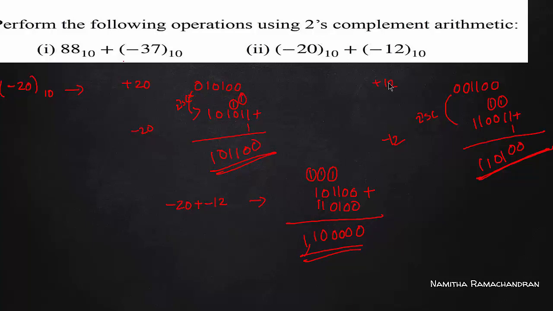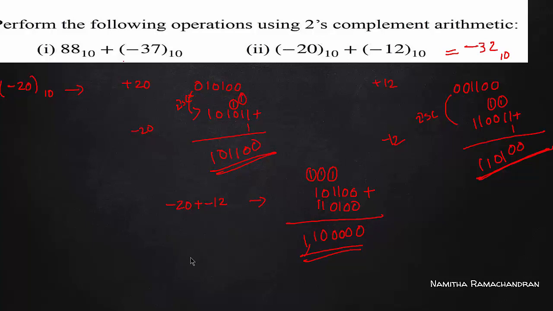Is this equivalent to our expected result? Minus 20 plus minus 12. Actually, we are expecting the result minus 32 in decimal. Is this binary pattern corresponding to minus 32? Check this now. How to get its decimal equivalent?